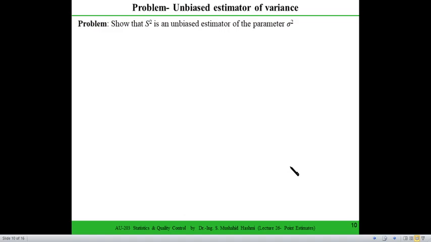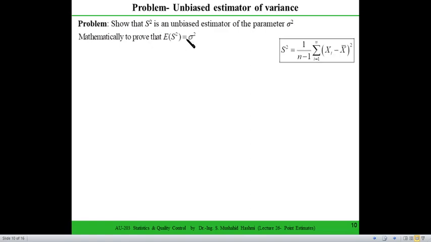Let's say we have to prove here that S square is an unbiased estimator of the population parameter sigma square. Mathematically, what you need is that the expected value of your estimator is the same as the population variance, and then we can say that this estimator would be called an unbiased estimator.